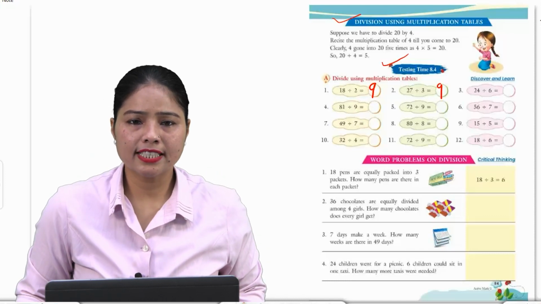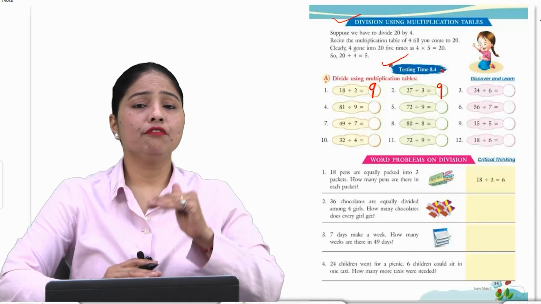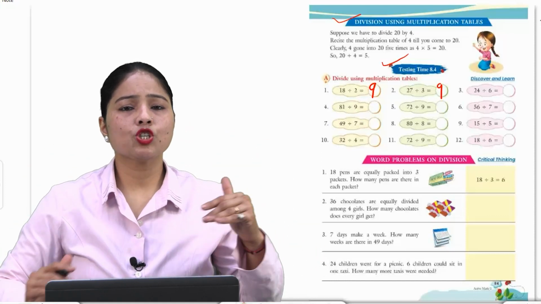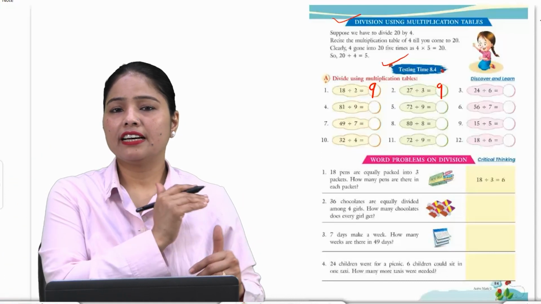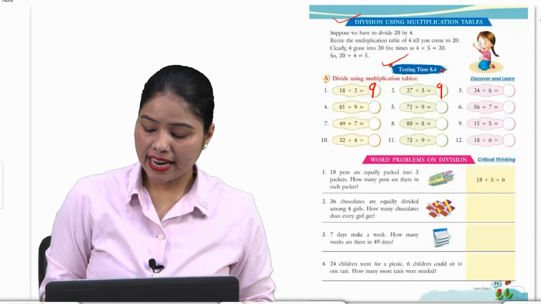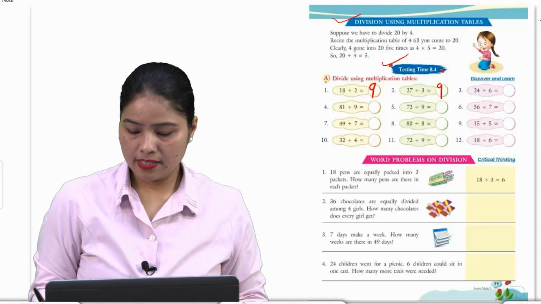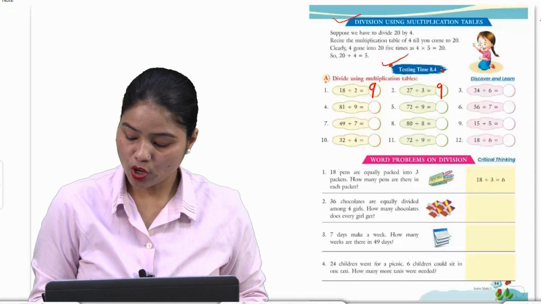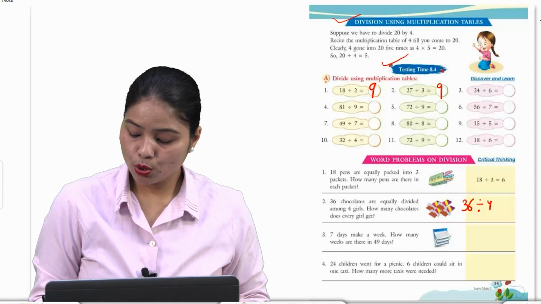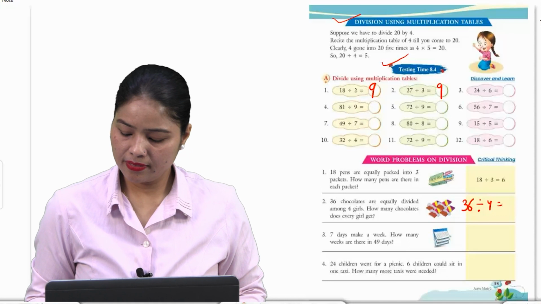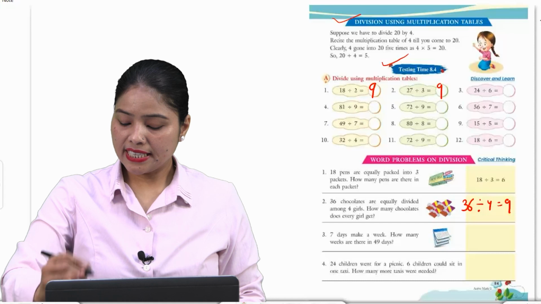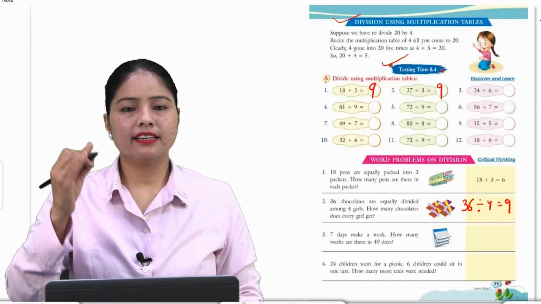Similarly, 36 chocolates are equally divided among 4 girls. There are 36 chocolates and 4 girls. So how many chocolates does every girl get? So let's start with that. So number of girls, number of chocolates, first write it. Number of chocolates is 36 and number of girls is 4. So 4 how many is 36? 4 9s are 36. Okay, so we can say that every girl gets 9 chocolates.